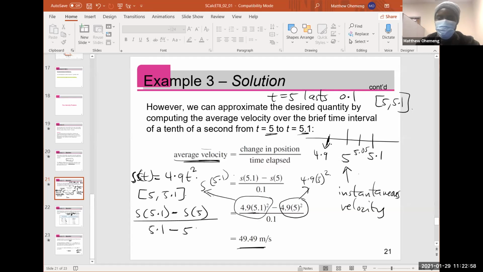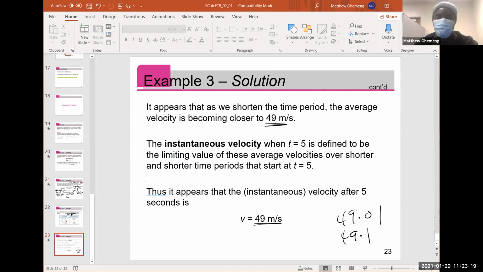Please, are you okay? Any questions? Okay, so you compute closer and closer, briefer and briefer time intervals, and you estimate the instantaneous velocity. And that's all on 2.1. Okay, please, any questions here? Are you okay? Any part you don't understand on 2.1 that you want me to go over?